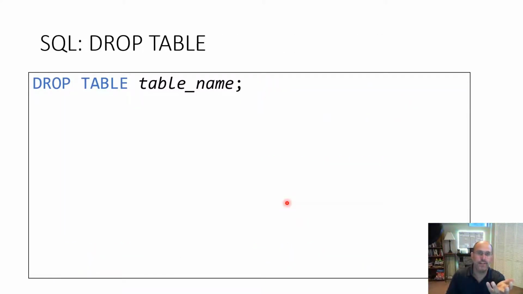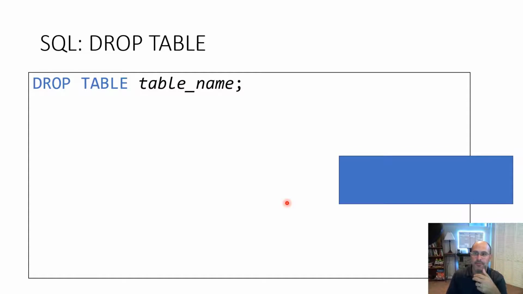And of course, this is how you drop a table. Drop table, name of table. It deletes the table and all the data within it. Okay?